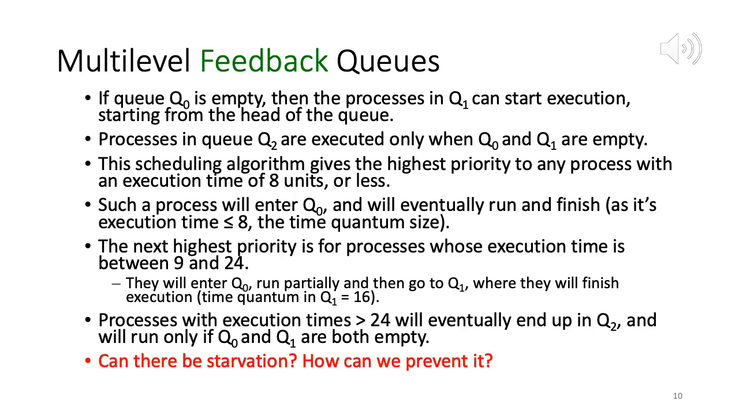Okay. So definitely, because we have absolute priority, we can have starvation. If you have a continuous stream of processes coming in Q0, then processes in Q1 and Q2 can starve. If you have a continuous stream of processes coming in Q0 and Q1, then processes in Q2 can starve. Right? So we definitely can have starvation here.